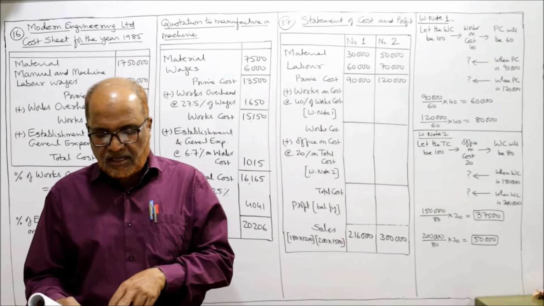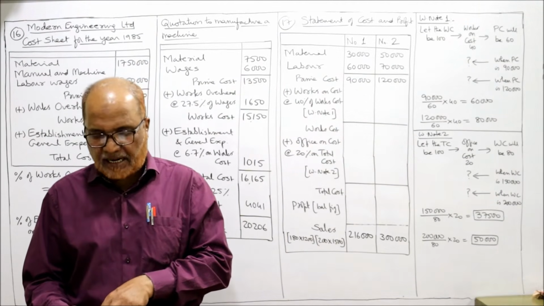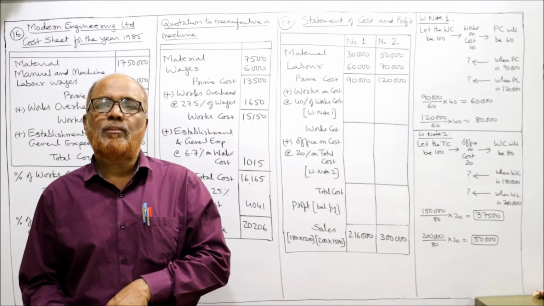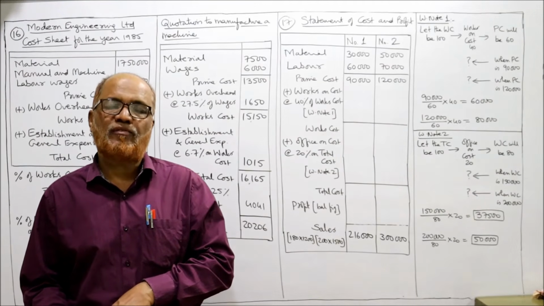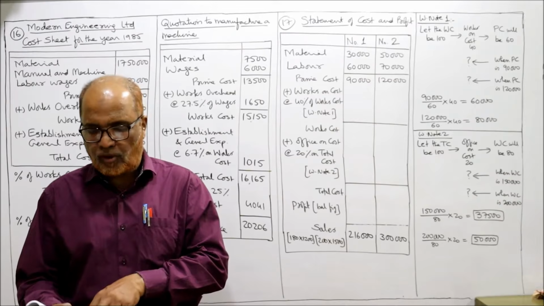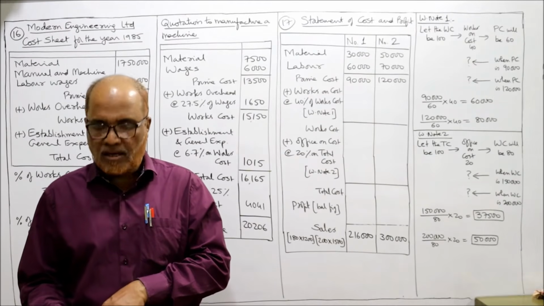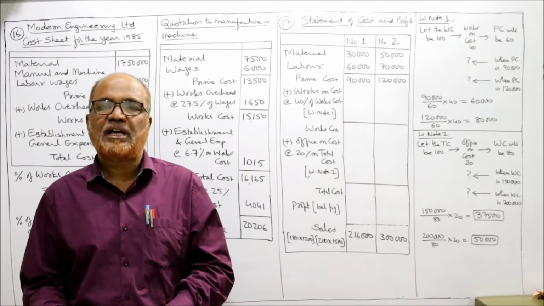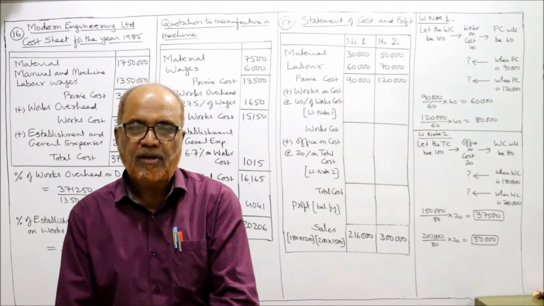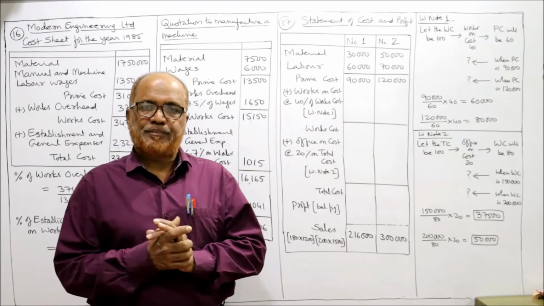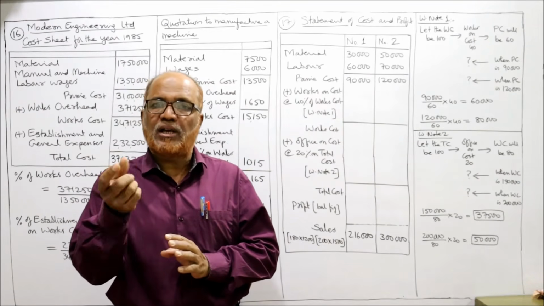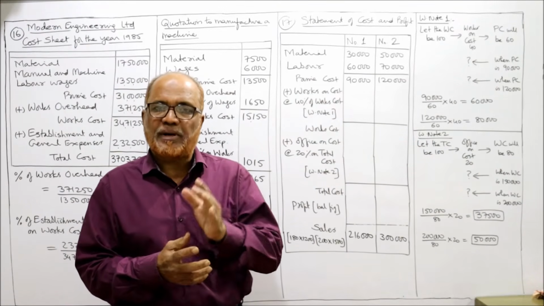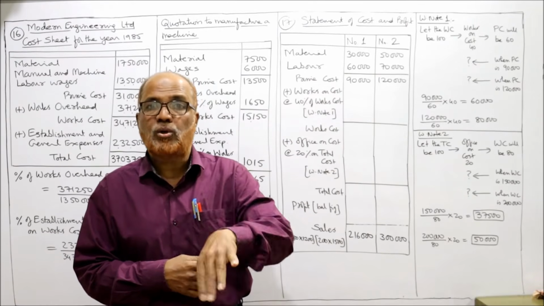And number 1 articles sold during the period are 180 at rupees 1200 each. The number of articles are 180, number of units are 180, and it was sold for 1200 each. Number 2 articles are sold, 200 articles are sold at rupees 1500 each. So sales are given. A little bit different problem, because here the percentages are not given on wages and works cost. The percentages are given on works cost and total cost.